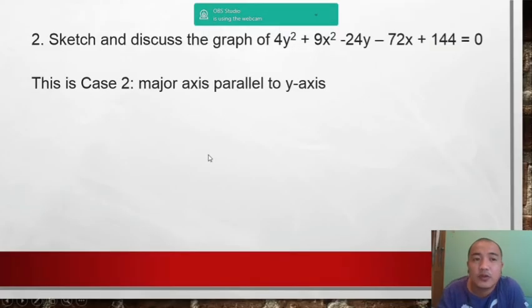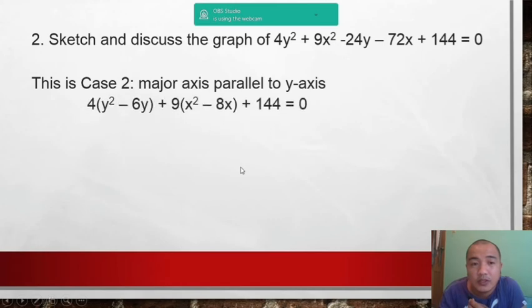So, we have here number 2. Sketch and discuss the graph of 4y squared plus 9x squared minus 24y minus 72x plus 144 equals 0. So this is case 2, major axis parallel to the y-axis. Did you know that this is case 2? Of course, transform the equation to its standard form.